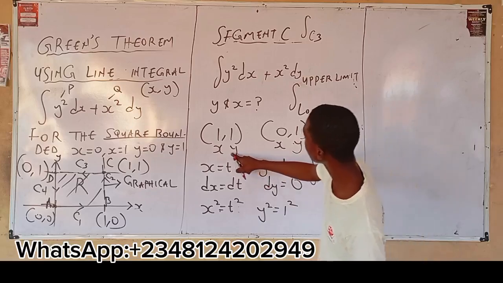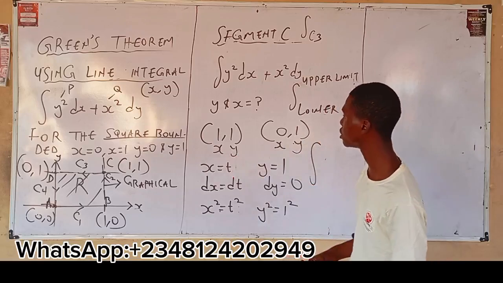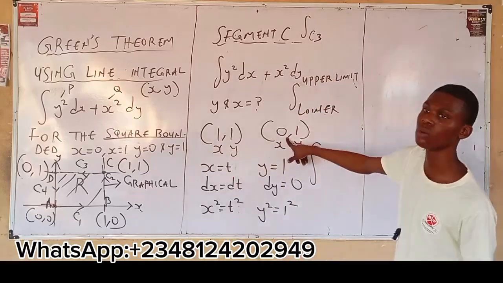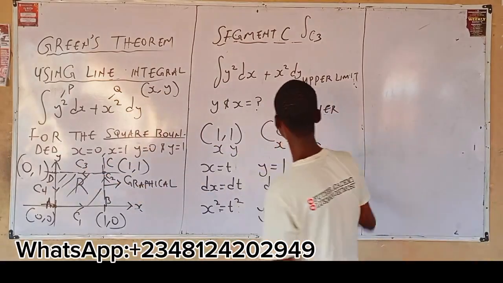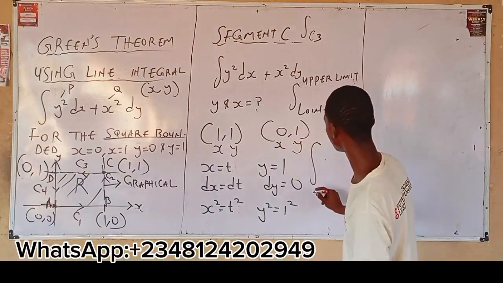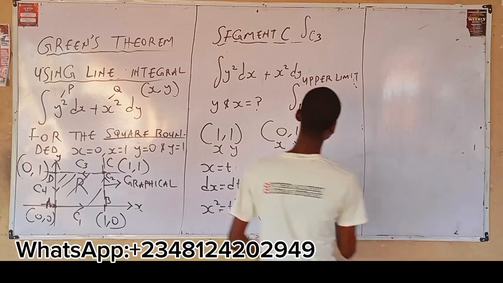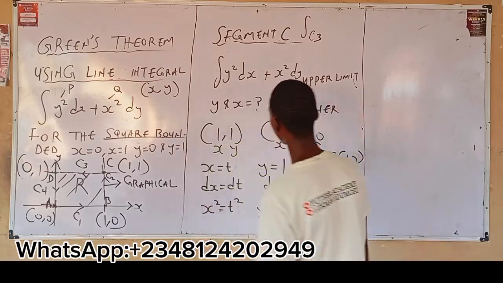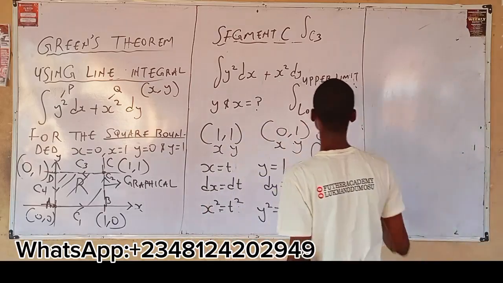Then our limit, in this case, your y is not changing, meaning your limit depends on x, which is the one that is changing. But observe, your starting point is what? 1. Your ending point is what? 0, meaning this line is along 1 to 0. So you have x to be what? Your lower limit to be what? The starting point, which is 1. Your upper limit to be what? 0. So writing this, you see this as t is an element of 1 to what? 0. Now, from here, substitute all this in your line integral formula.